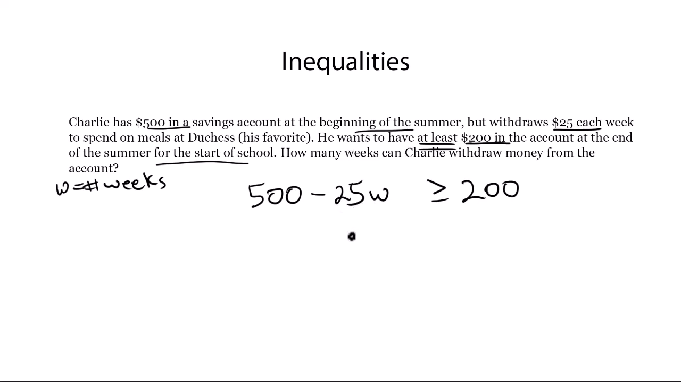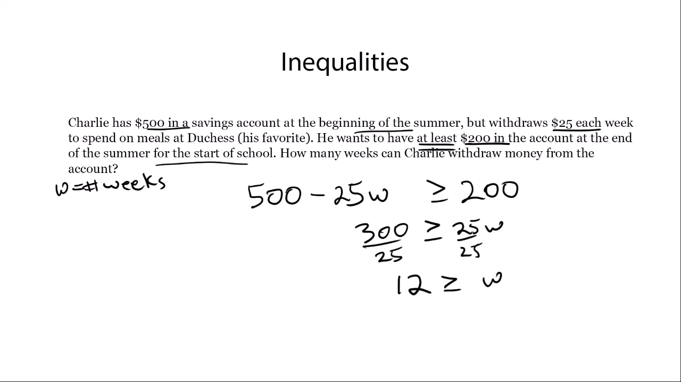And I can begin to solve. I'll add 25W to both sides. 25W is less than or equal to, if I subtract 200 from both sides, 300. Divide through by 25, the coefficient of W, on both sides. I isolate W: W is less than or equal to 12. Charlie can go 12 weeks before hitting his lower limit.